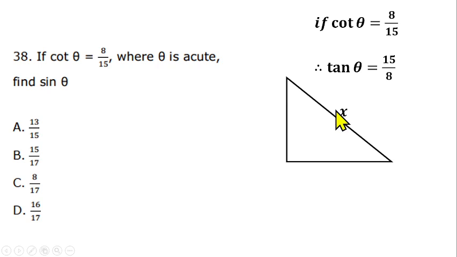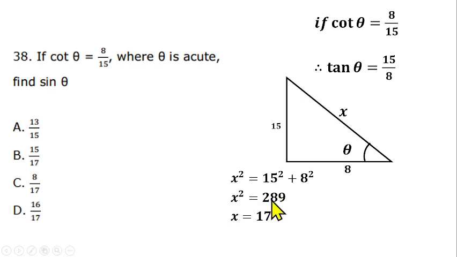That means you need to first of all draw a right angle triangle, and the angle here is theta, so put theta there as the angle. Tan is opposite over adjacent, so this side will be 15, adjacent will be 8. Then you can find the third side, the hypotenuse, which we label x, using Pythagoras theorem. So x squared equals 15 squared plus 8 squared, that gives us x squared equals 289. x will now be the square root of 289, that will be 17, so this side is 17.